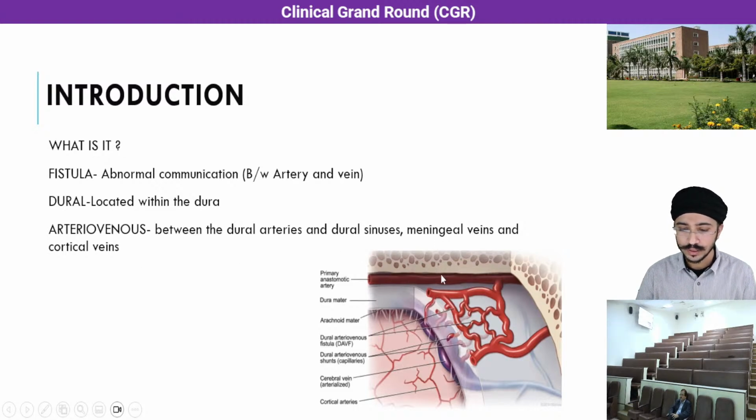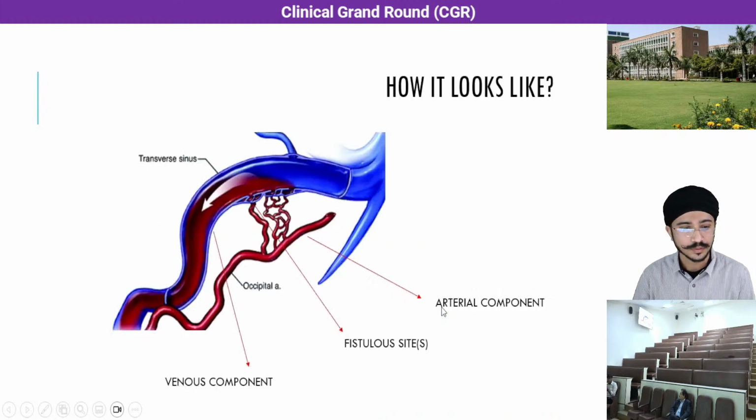veins. So here in this representative image, we can see that this is calvaria. This is thick dura mater, which contains the dural arteries. Then we have arachnoid mater and pia with the cortical veins. We can appreciate that there is an abnormal connection here between the meningeal artery and one of the cortical veins. So this is how a dural AV fistula looks.